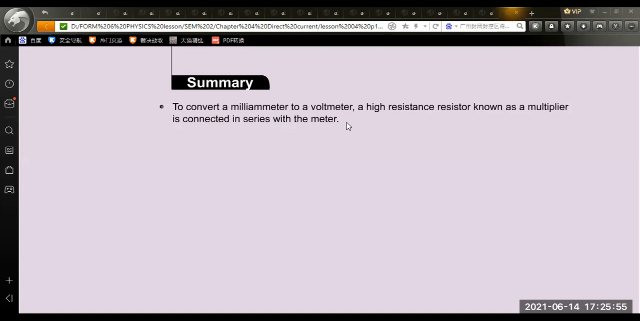But the resistor, known as the multiplier, is connected in series to the meter. Okay, ladies and gentlemen, that is the end of today's lesson. Later, I will post the questions on the Telegram. So what I want you to do is, first, try to solve the questions for today's lesson. After that, you check the answer. The questions and answers I will post on our Telegram group.